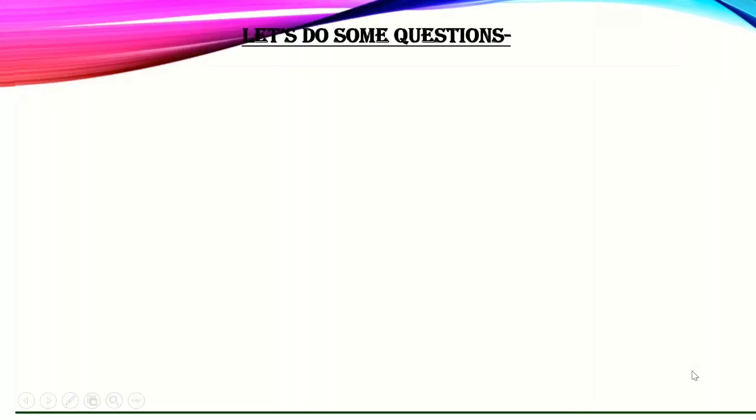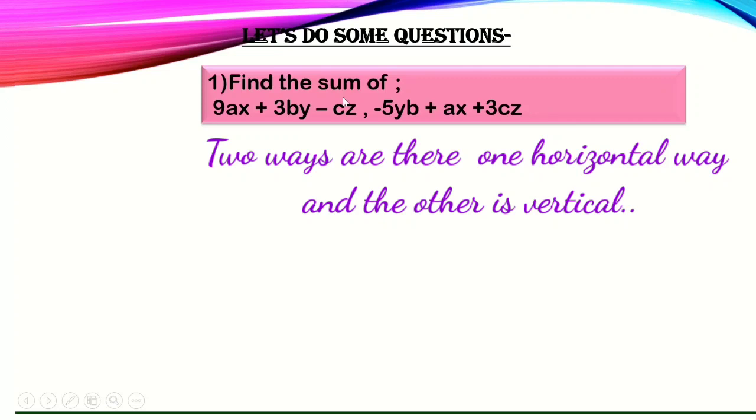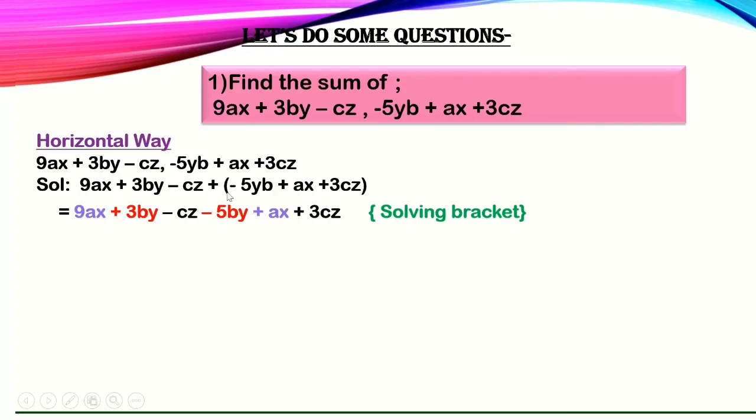Let us move ahead. Let's do some questions now. In the first question, we need to find the sum of these two algebraic expressions. There are two ways. Either we can do it the horizontal way, where we arrange the algebraic expressions in a row itself, and the other way, I'll show after this, that is the vertical way. Here I have put the plus sign in between the two given algebraic expressions, and I have put this bracket. Now the next job is to solve this bracket.